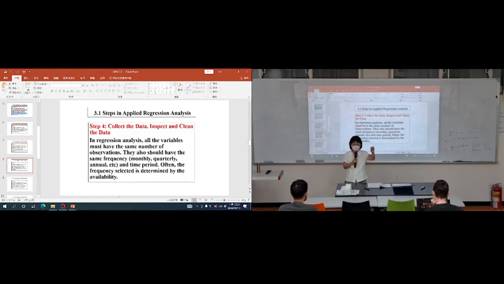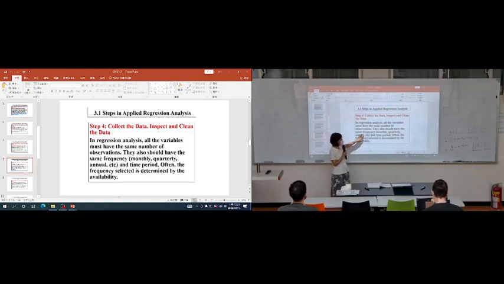We should have Y and X. Okay? If you're missing one of the points in any of the X, if I have 3 X variables, and one of the X variables at some certain points is missing, the whole observation cannot be used in the regression analysis. So usually those data have the same frequency.